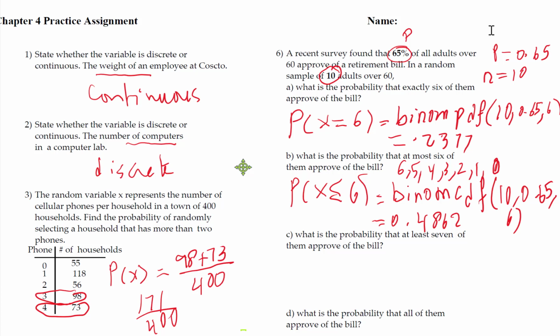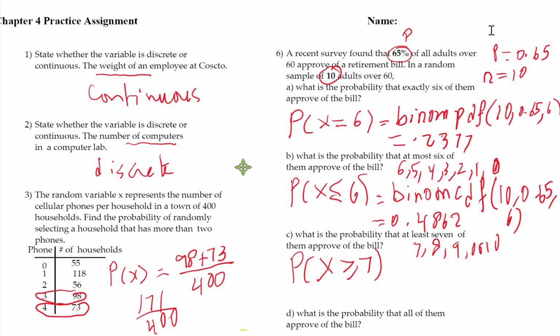C, what's the probability that at least 7 of them approve of the bill? At least 7 of them means greater than or equal to 7. At least 7, guys, means 7 or 8 or 9 or 10. Here's one way you can do it. You can do the 7 on the PDF, the 8 on the PDF, the 9 on the PDF, and the 10 on the PDF, and add them up.